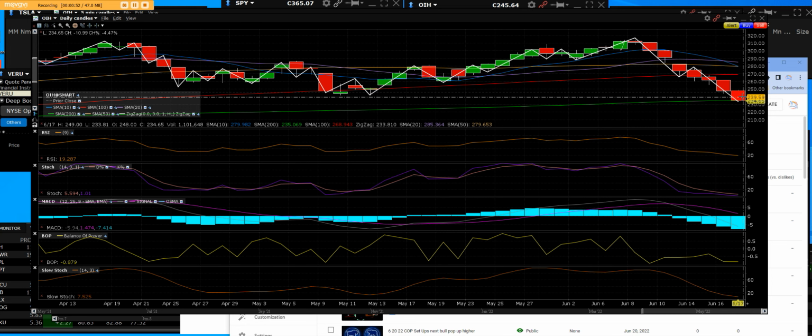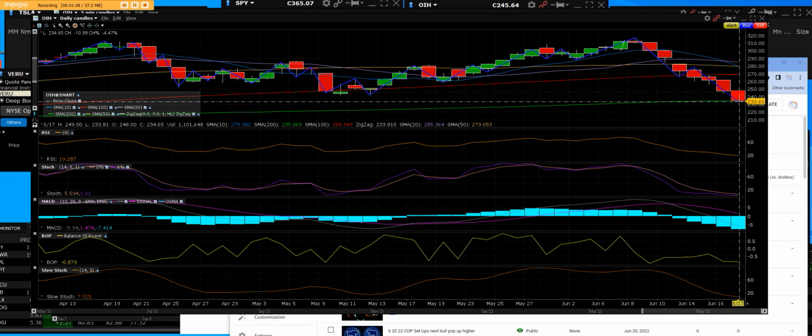on a daily stochastic, and the sell signal on the MACD is -7.4. The balance of power is negative 0.8. That slow stochastic, 7.5 ISR, 19.28 at that setup right here, right now. Tomorrow morning, OIH holds and it sets up, we buy it.